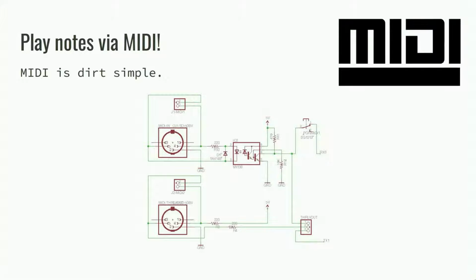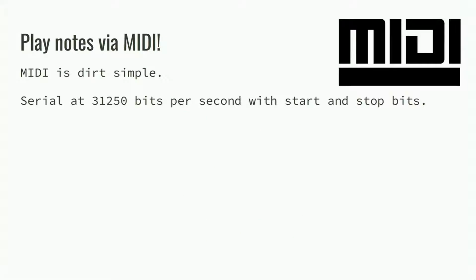So, play modes via MIDI. MIDI is really, really simple. It's a serial port that runs at 31,250 bits per second with start and stop bits. That's 10 bits. And you have an opto-isolator, so you don't get noise in your circuit. You can do it without the opto-isolator, but then you might get ground loops, and you don't want that if you're doing an audio project.